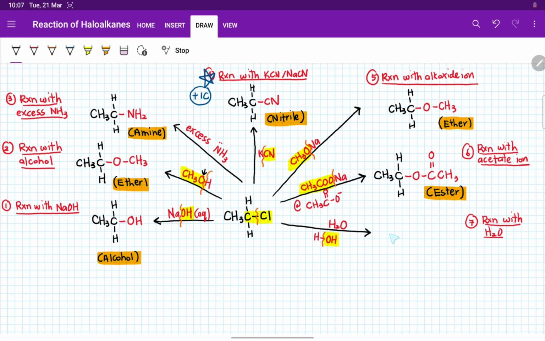So, to draw the product, kita akan sambungkan dengan OH dekat sini. And again, untuk reaction with H2O, you can see a familiar class of compound dekat sini because it's actually the same as the reaction with sodium hydroxide. So, reaction dengan water akan bagi kita alcohol. So far, we have discussed 7 reactions of haloalkane over here. Okay, the type of reaction are the same. Okay, so dekat sini saya notekan untuk reaction number 1 until number 7, the type of reaction is nucleophilic substitution.